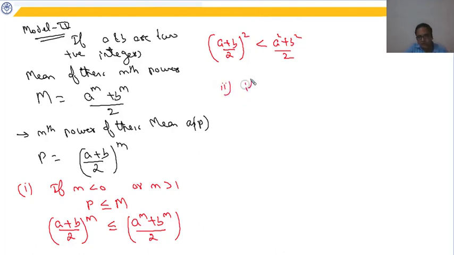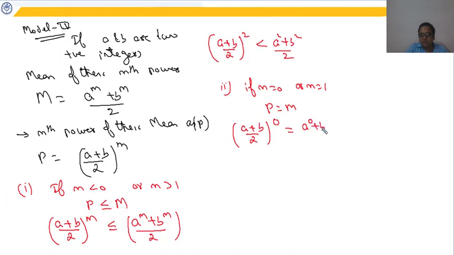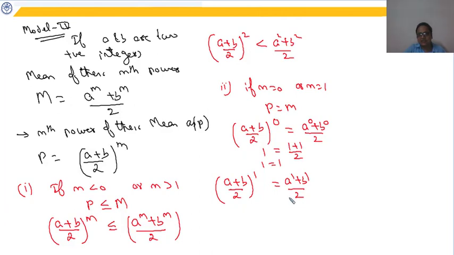Second point: if m is equal to 0 or m is equal to 1, then we can say P is equal to M. We can take this as simple. ((a plus b) by 2) to the whole power 0 is equal to (a to the power 0 plus b to the power 0) by 2. 1 is equal to (1 plus 1) upon 2. So 1 is equal to 1. That is when we take m is equal to 0, or we can say ((a plus b) by 2) to the whole power 1 is equal to (a to the power 1 plus b to the power 1) by 2. This is the second part here.